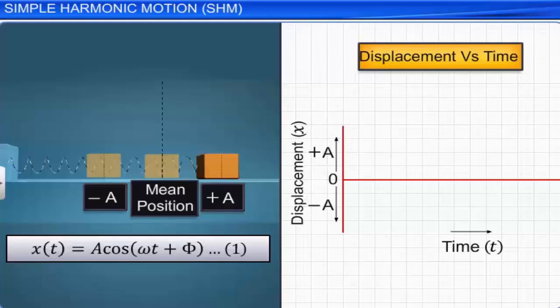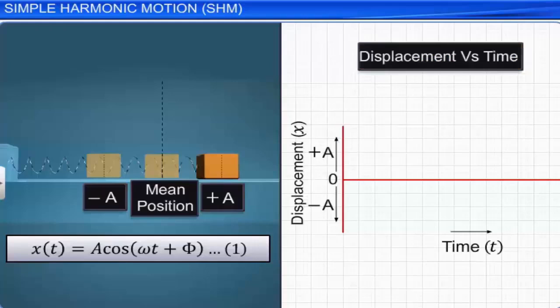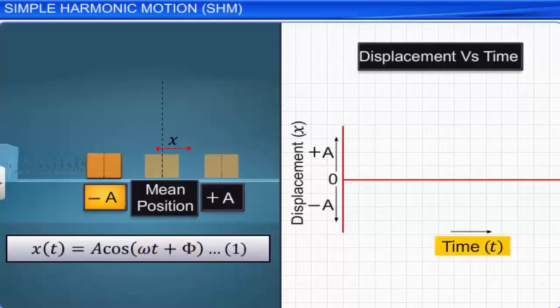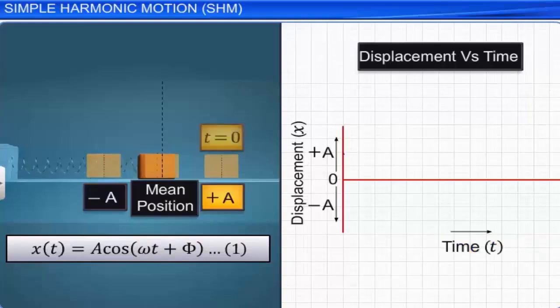Since the displacement x of the particle is dependent on the cosine function as given by equation 1, the displacement will vary from plus A to minus A. In the argument omega t plus phi, consider the value of phi is equal to 0. If the time period of the particle in simple harmonic motion is T, then at time t is equal to 0, the particle will be at the extreme position. Since x is expressed by equation 1, it will be equal to plus A.